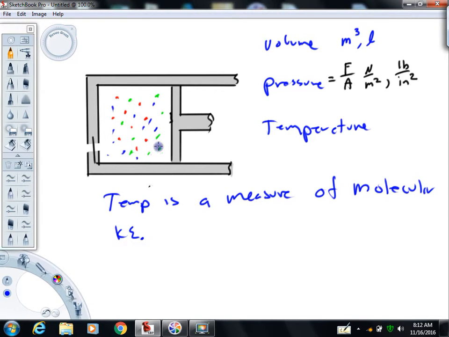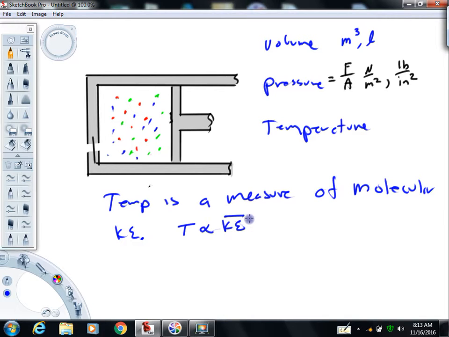So basically, this allows us to say that a temperature measurement is a number that is directly proportional to the average molecular kinetic energy of the molecules in this container. It's a measurement of molecular speed because kinetic energy is 1/2 mv squared. When something has a high temperature, its molecules are moving very fast. And when its temperature is lower, the molecules are moving very slow.